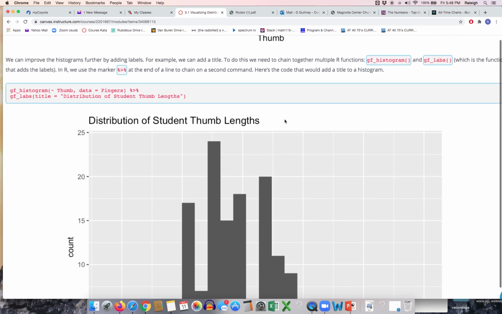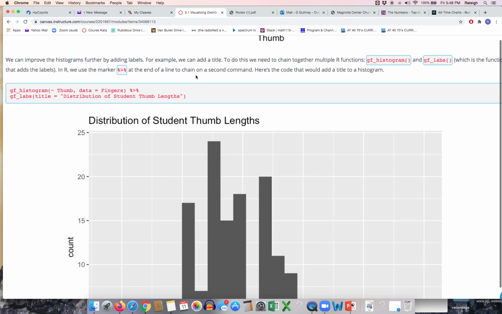You can improve the histograms further by adding labels, and you can add a title. Titles are nice, and so we have a new command called gf_labs, I guess, for labels, a function that adds the labels. And if you need to connect them, you can put the percent sign, greater than, percent sign. It's supposed to represent a chain. So it chains them together like it's connected.